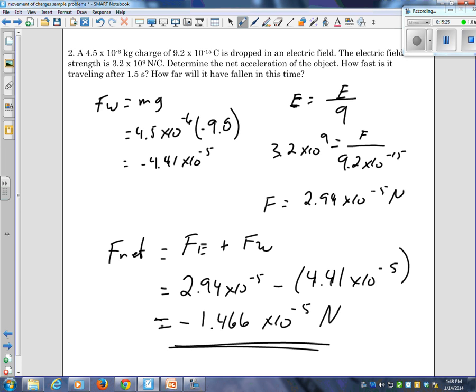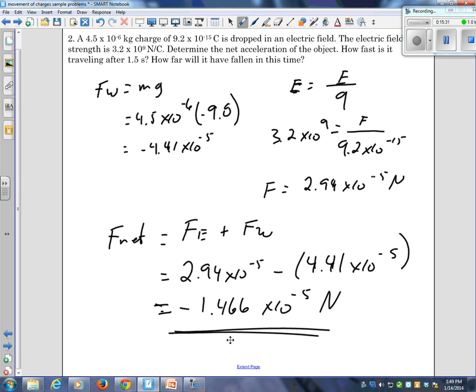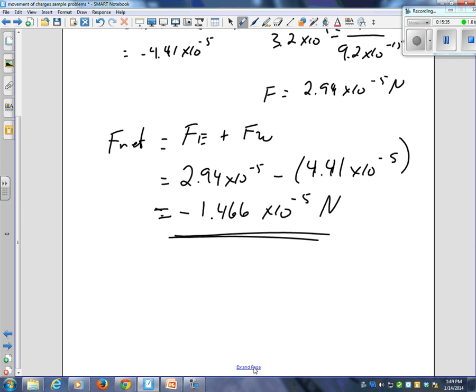I got 2.94 times 10 to the minus 5, and I add them together, making sure that my FW is negative. And I get minus 1.466. At this point, now I need to find the net acceleration of the object. How do I do that? Now we go way back in time to our old friend, F net is equal to MA.